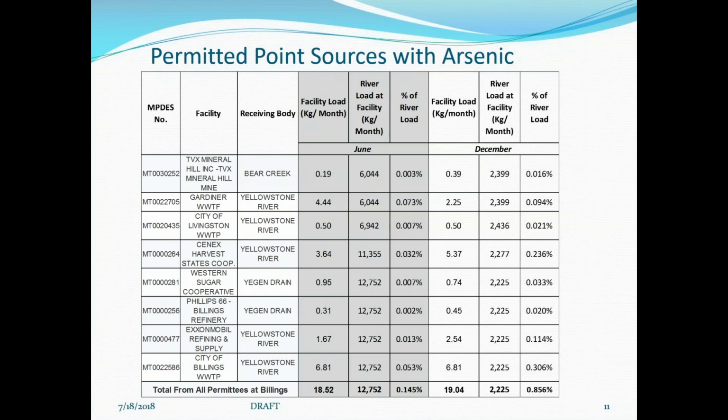And what you can take away from this graph is that in June, only 0.145% of the arsenic in the Yellowstone River at Billings is actually from permitted point sources. And in December, low flow, where you do have less water, less dilution, it is a little more significant. It's 0.856%, but it's still less than 1% of the total arsenic in the river.